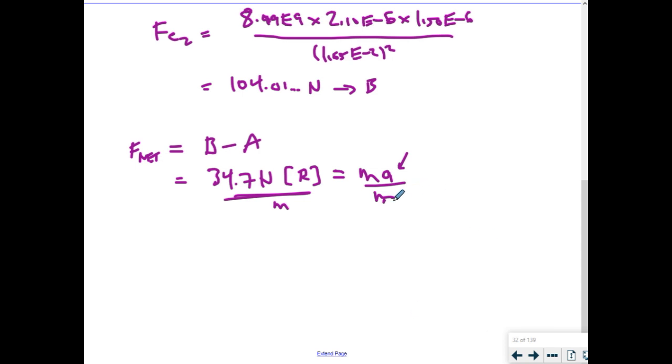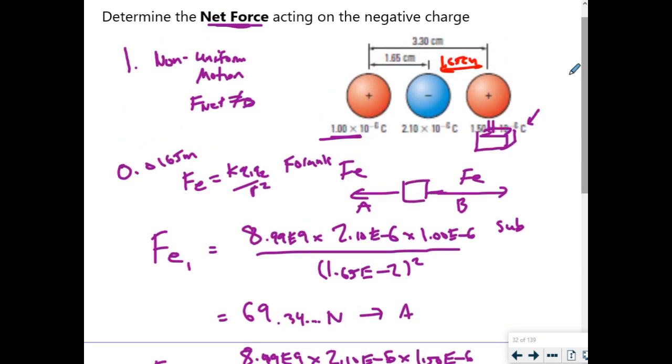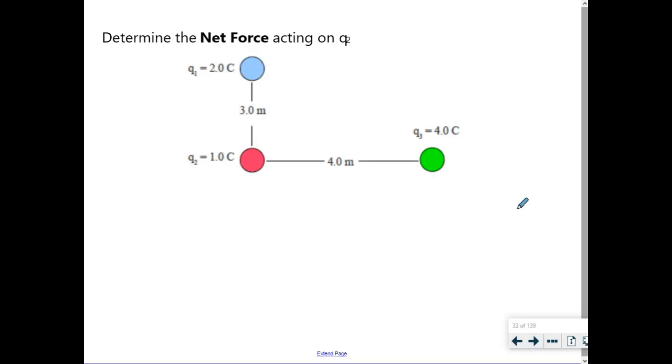But if it doesn't make sense and you have questions, pause. That's the whole point. You get to go at your pace, not my pace. So I'm going to move on to our next example here. I think this is actually our last example.